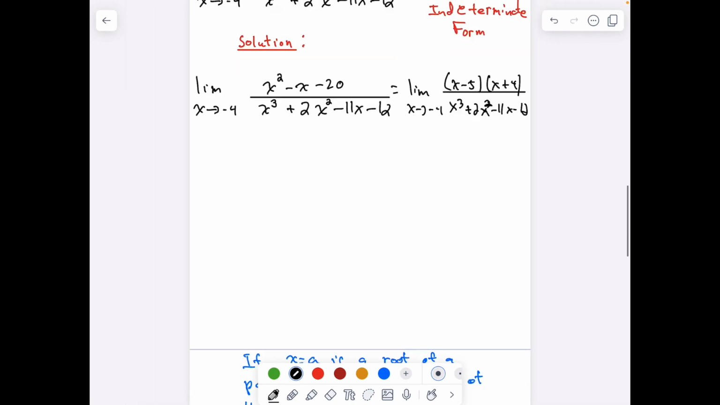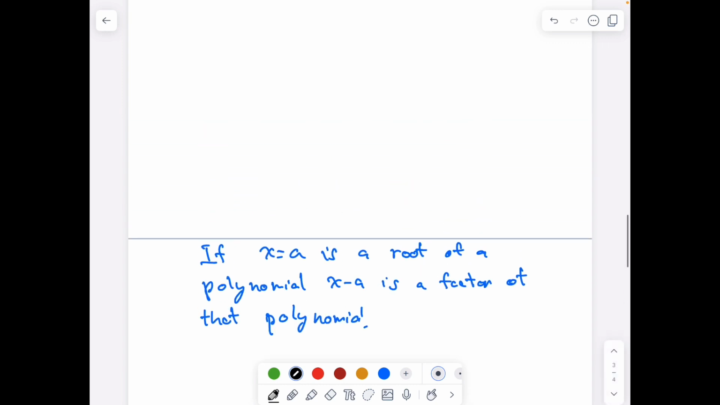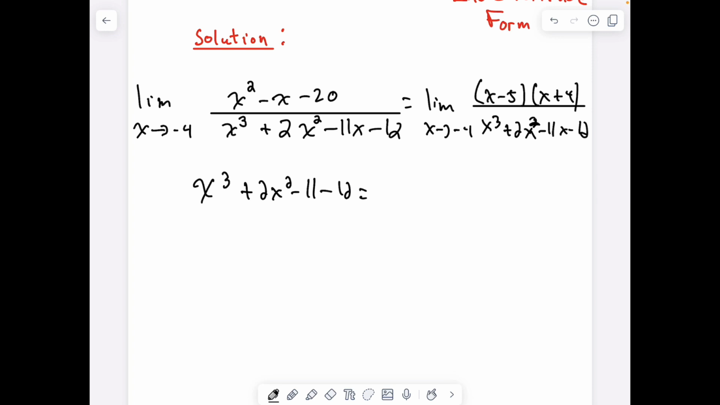There's a rule from algebra that says the following. If you have a number that is a root of a polynomial, then x minus that number is a factor of that polynomial. So if you looked at the denominator, when we, quote unquote, plugged in minus 4 in there, we got 0, which basically means that x plus 4 is a factor of that. So x cubed plus 2x squared minus 11x minus 12 equals x plus 4 times something, okay?